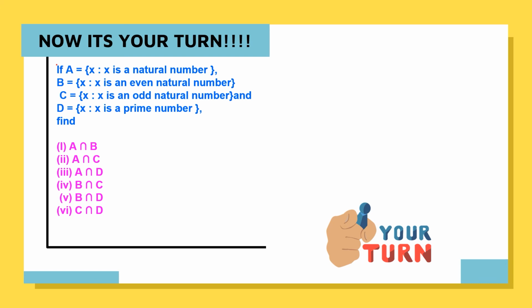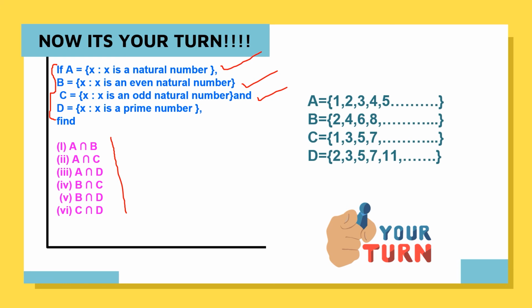A, B, C, D: 4 sets are given to you, and all the 4 sets are written in set builder form. You need to first find out the elements and then find all these operations. Okay. So x is a natural number, A set; x is an even natural number, B set; x is an odd natural number, C set; and D set is prime numbers. So let me elaborate it in roster form. So all natural numbers in the A set, only even numbers, only odd numbers, and prime numbers. When it comes to A intersection B, this is A, this is B. What is common? Only even numbers. So for A intersection B, you will end up with B only.